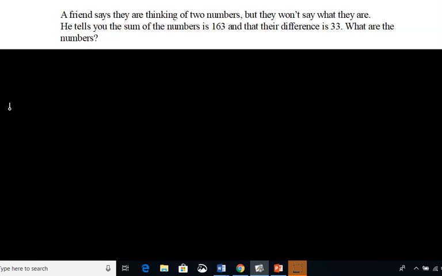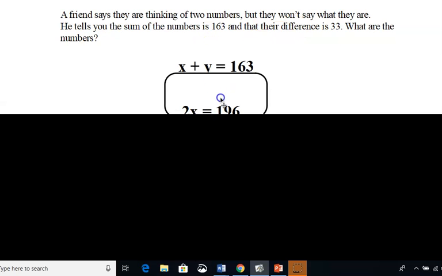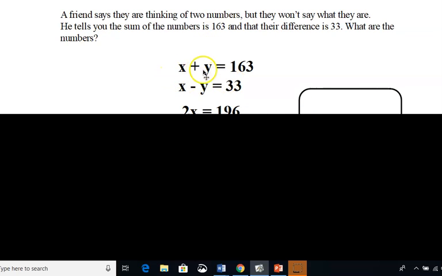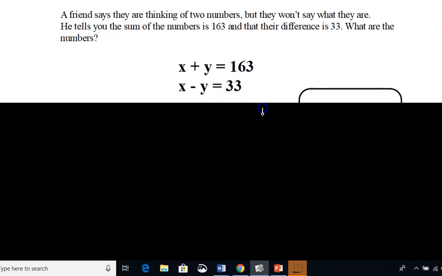When I am solving a system, especially when I'm looking at a word problem, I want to pick out the key words. So the key words for this problem would be sum and difference. The way I set up the problem was to take x plus y, add to get 163, and then difference is to subtract, so I took x minus y, subtract to get 33. So the key to this problem now is this is set up and ready to go.